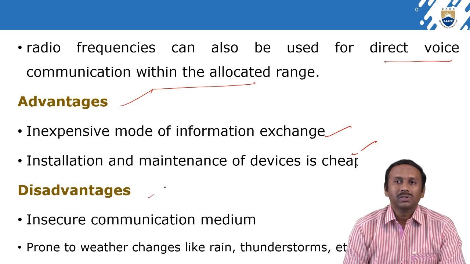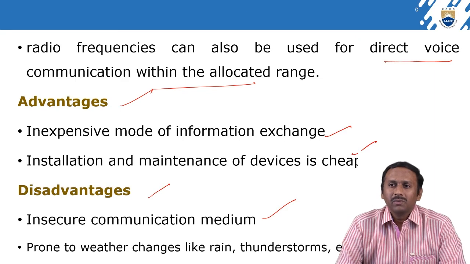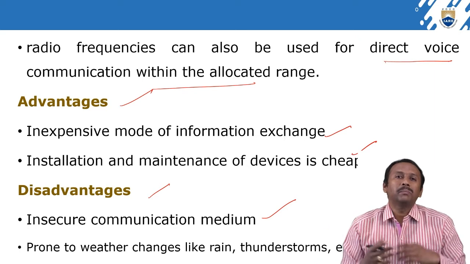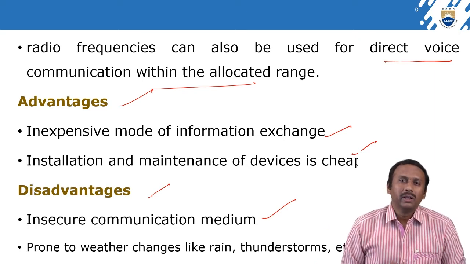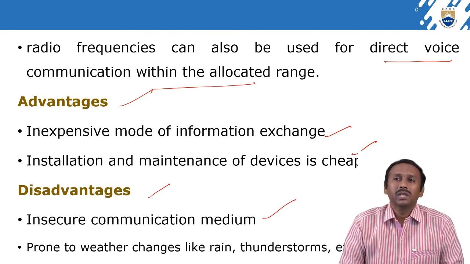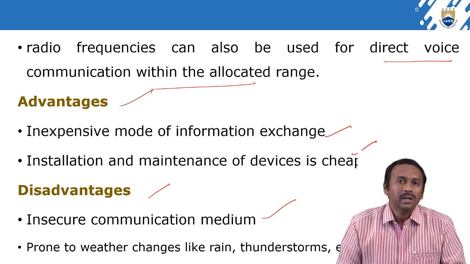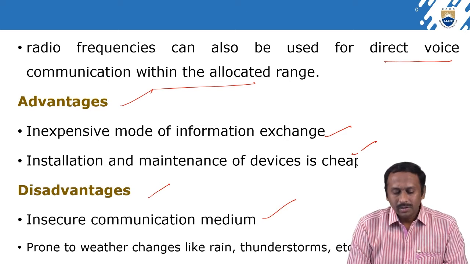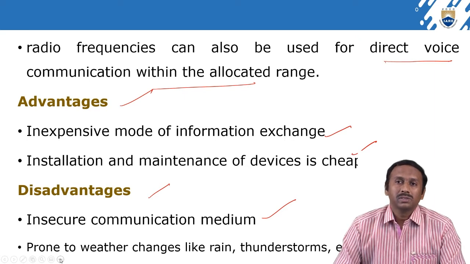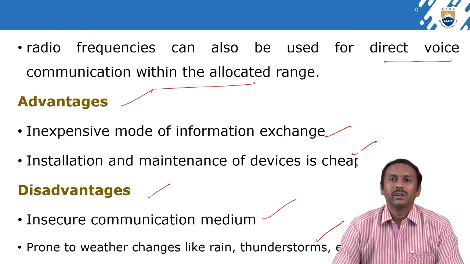And the disadvantages are insecure communication. That means we can use it for unsecure and informal things, depending on the application. If it is not confidential or important, we can implement it with the help of radio waves and transfer the data. And next, it is prone to weather changes like rain, thunderstorms, etc. That is a drawback everybody faces nowadays, isn't it?